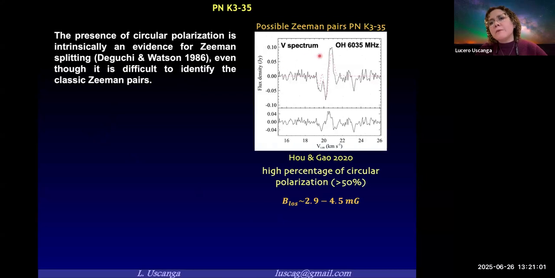Also in this planetary nebula, K335, a few years ago, in a work by O and Gao, they were able to find a possible Zeeman pair in the Stokes V spectra of this OH maser transition at 1635 megahertz. They found a high percentage of circular polarization, again, more than 50%, and they were able to estimate the magnetic field between 2.9 and 4.5 milligauss.